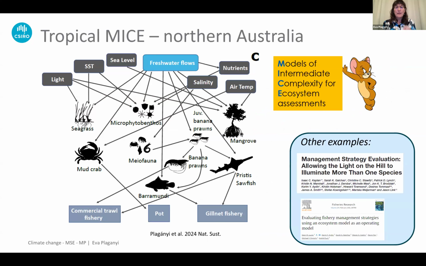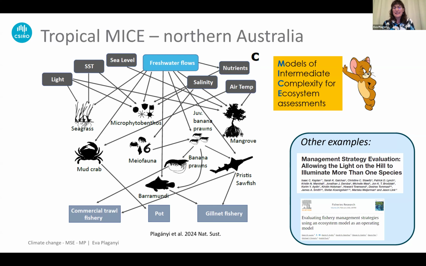So just very briefly, to step back again to the idea of these operating models, which can incorporate a range of different climate change and environmental drivers. This is ongoing work that my team are doing, where we are increasing the understanding of how these environmental drivers are impacting a number of species in that northern prawn fishery. In this case, using MICE models.